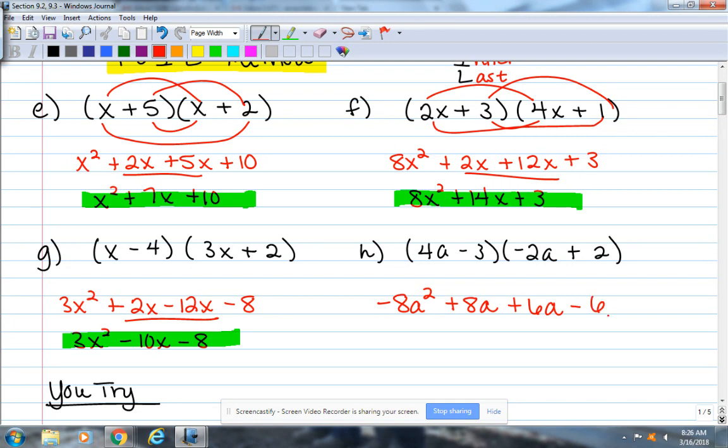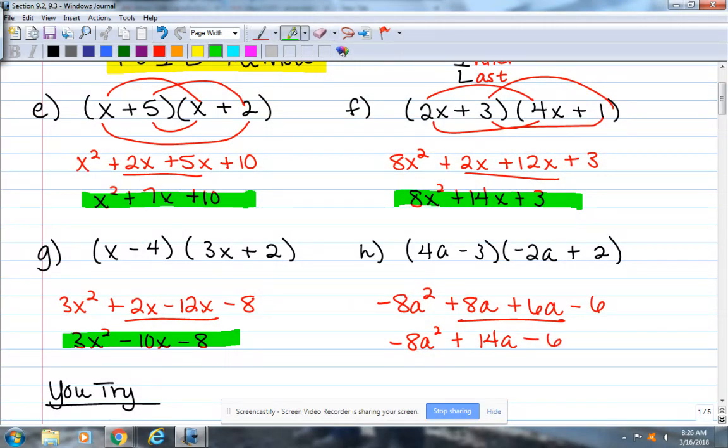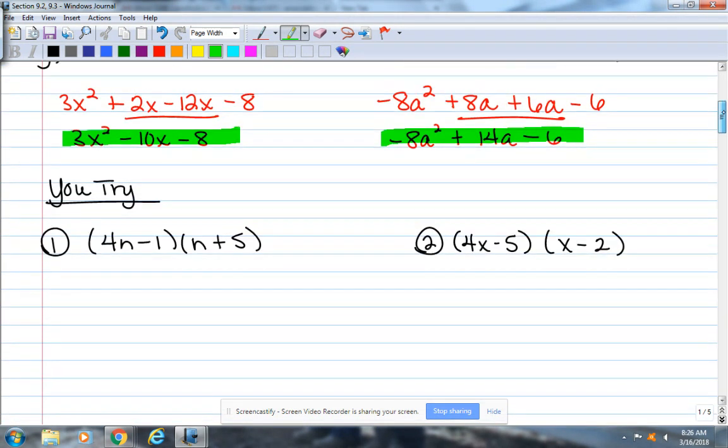And what's my last step? And they're in the middle together. So what is 8a plus 6a? So negative 8a squared plus 14a minus 6. Any questions on binomials times binomials so far? All right, I want y'all to try these two on your own.